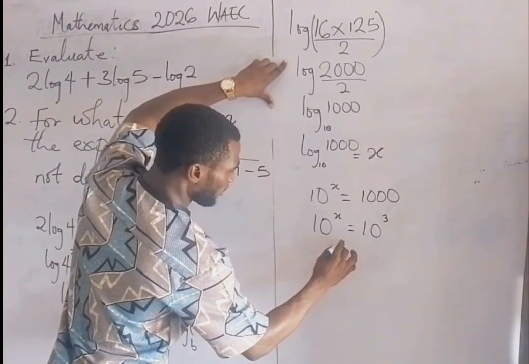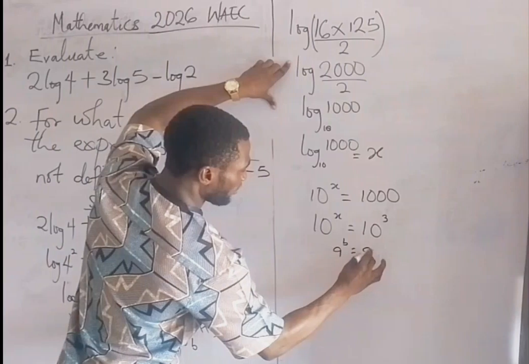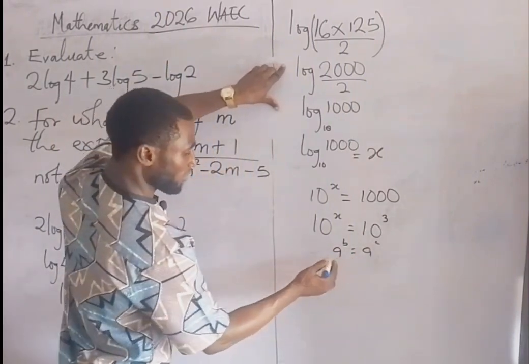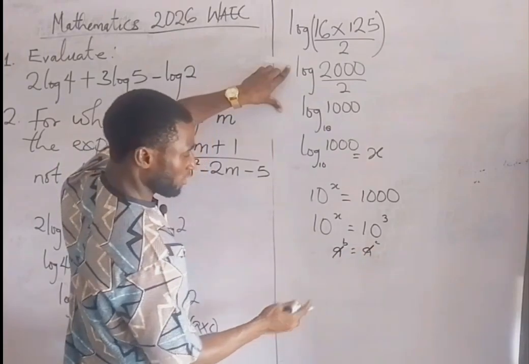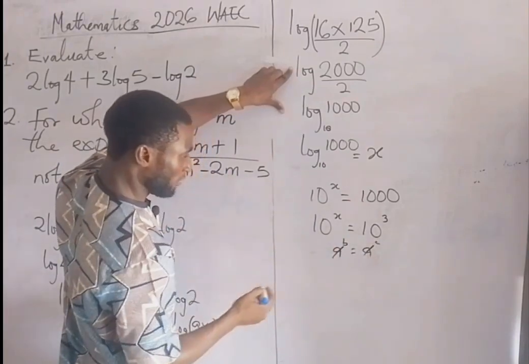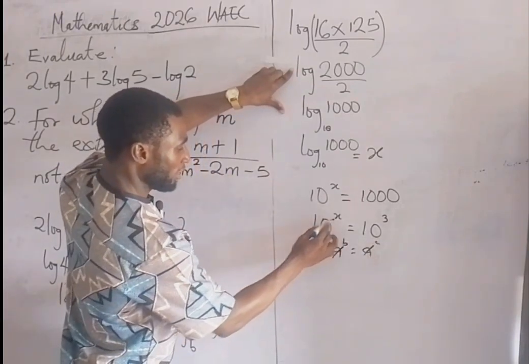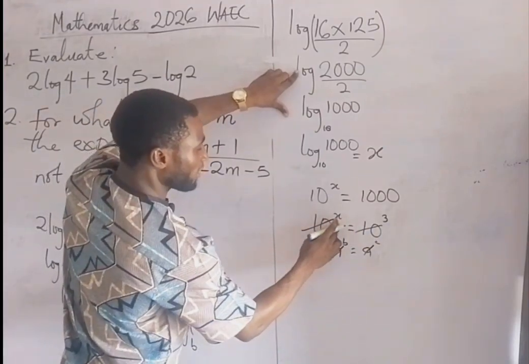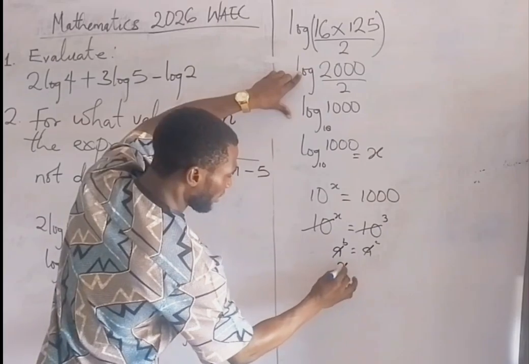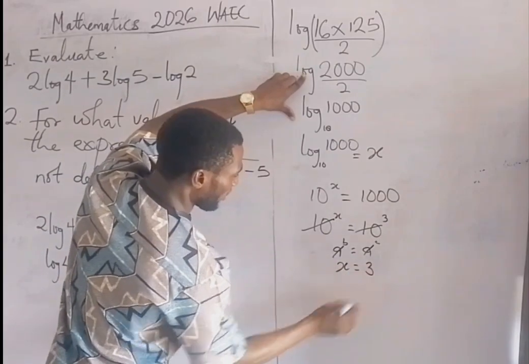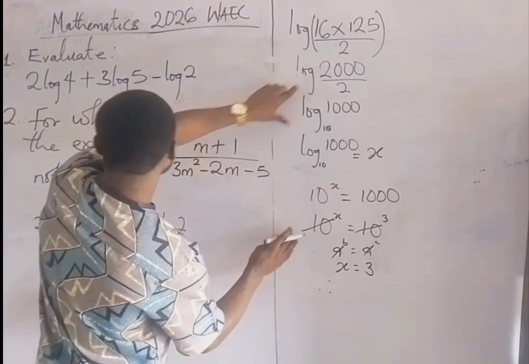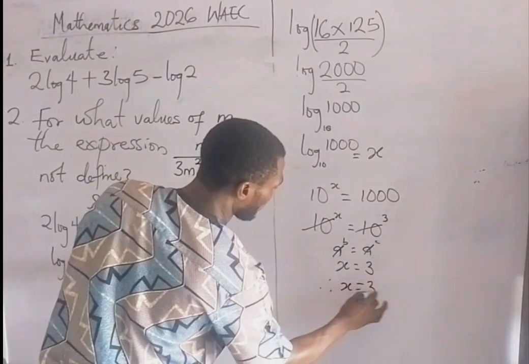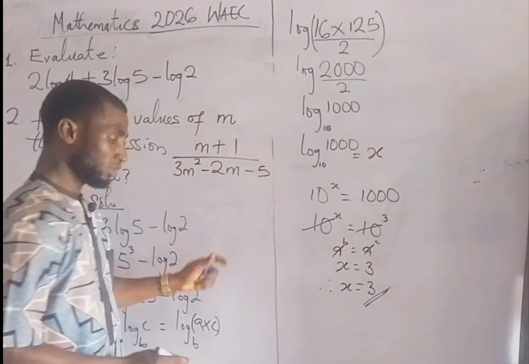a to the power of b is equal to a to the power of c, when you have a common base in indices, the law says the bases strike out, leaving you with just the powers. Now, applying the law here, this 10 and this 10 cancel out. Then we'll be left with x is equal to 3. Therefore, the answer to this question is 3. That's the correct answer.